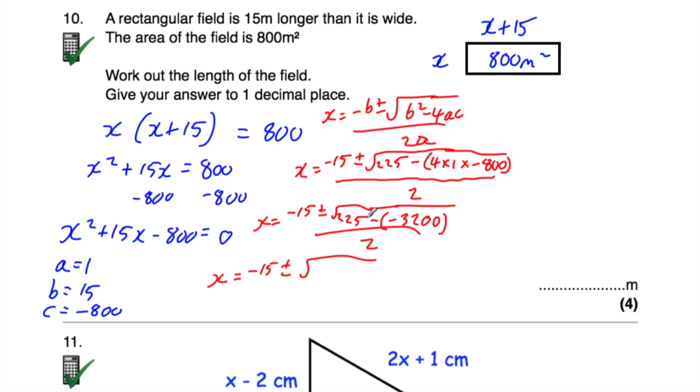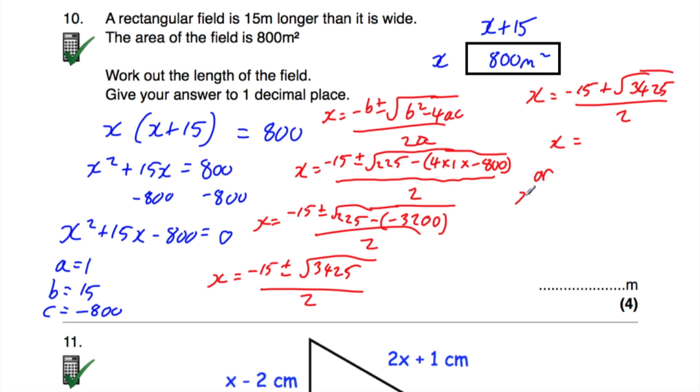Now 225 minus negative 3,200 would be 3,425, because it means we're going to be adding it on, all over 2. And now we just need to work this out. So we're going to do x is equal to minus 15 plus the square root of 3,425 divided by 2, and we'll get that answer. Or we'll have x is equal to minus 15 minus the square root of 3,425 over 2, and we'll get that answer as well, and see what we get.